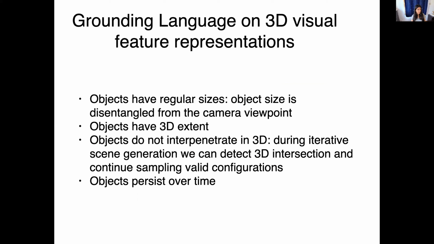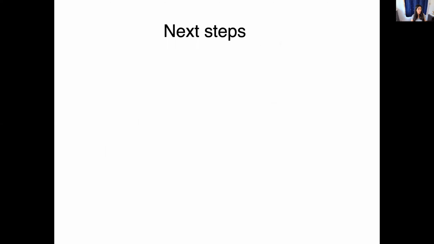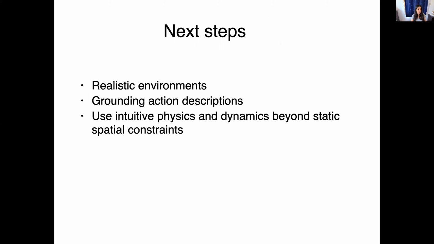So to summarize, this talk was about using 3D visual feature representations for visual question answering with little data. Our time is also over. The benefit of those 3D representations is that constraints about the 3D space come for free. Of course, obvious next steps are that these representations should generalize to realistic environments and to much richer language domains. And beyond spatial constraints, we need to add physics and other sorts of dynamics during natural language interpretation.